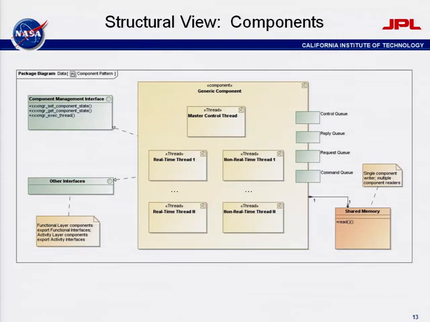For example, the functional layer components export functional interfaces, and activity layer components export activity interfaces. And then you may or may not have a shared memory region which has a single component writer and multiple component readers.